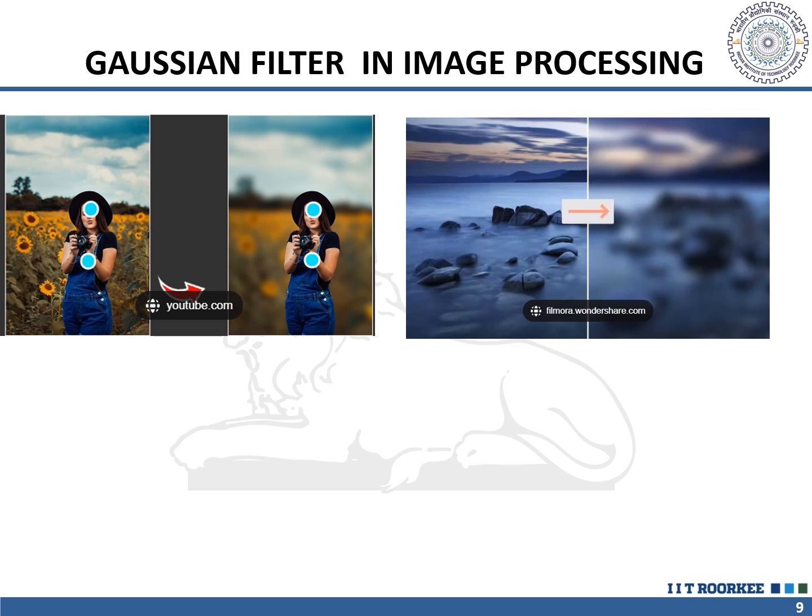So till now what we have learned is the basics of Fourier transform and how an image looks when it is put through a Fourier transform. Okay, so we will look at the Gaussian filter in image processing. You can see two images here to which a Gaussian filter has been applied. How this Gaussian filter actually works, we will see in the coming slides.